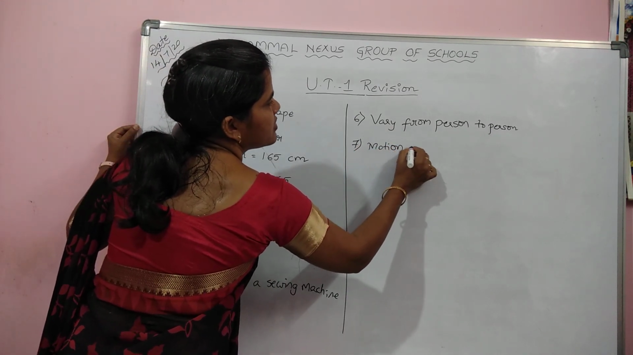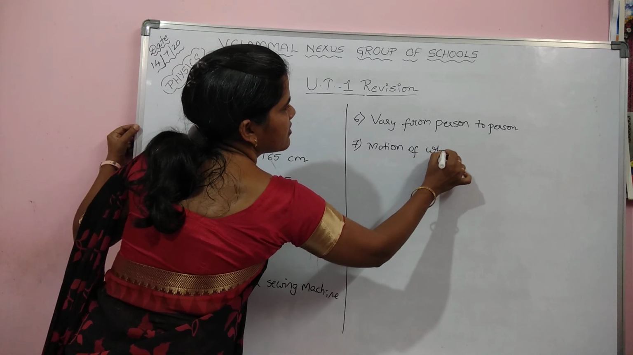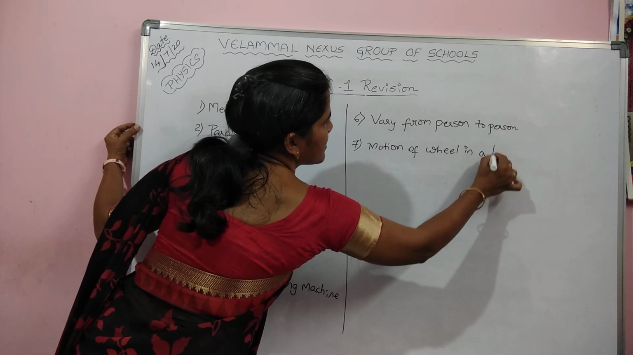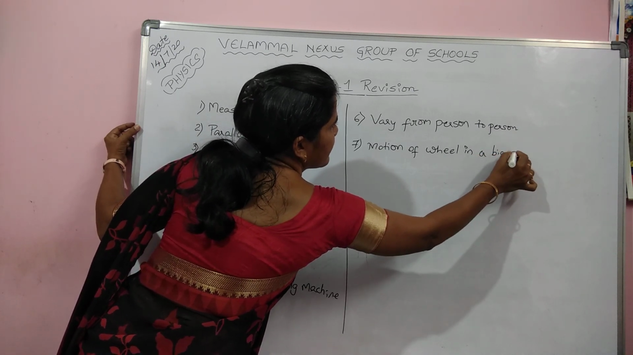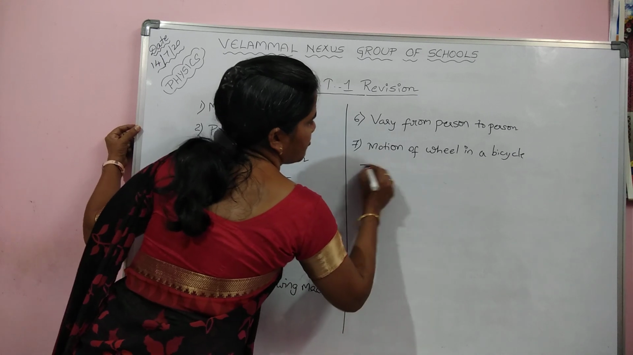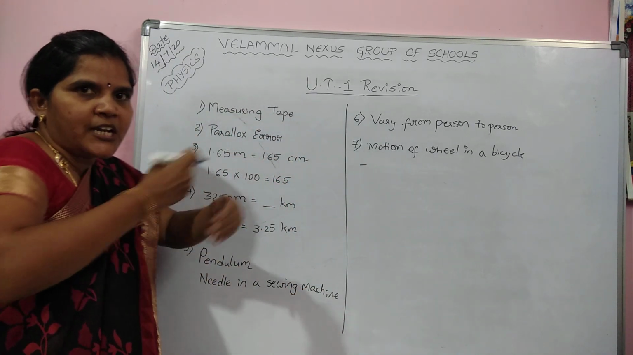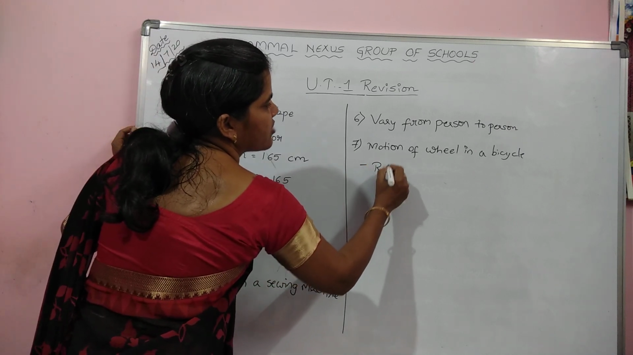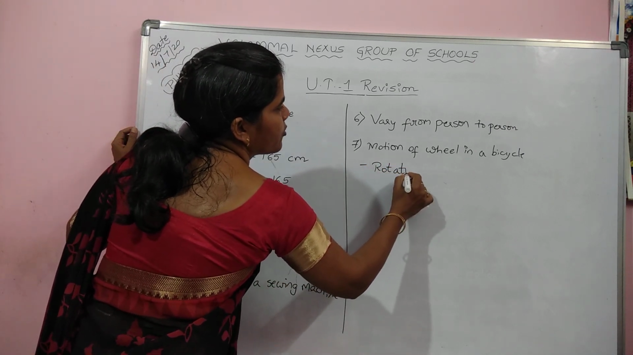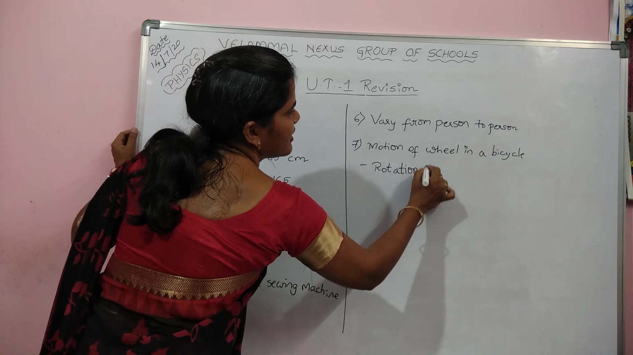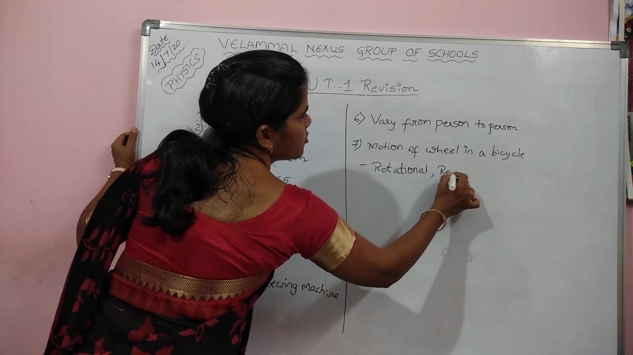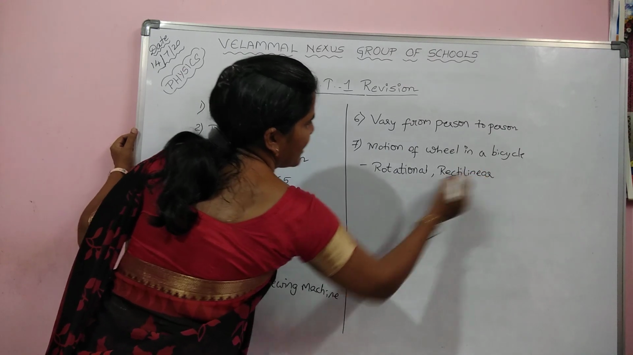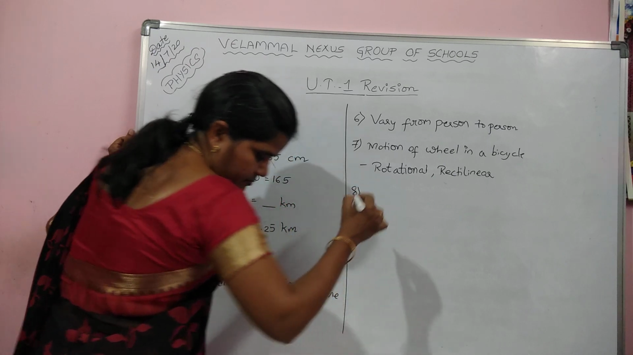Now we take the motion of a wheel in a bicycle. What kind of motion will you see? Come on, say the answer. What kind of motion do you observe there? The wheel will be rotating and hence you will observe rotational motion. It will be moving on a straight line, on a road, and hence we say rectilinear motion. So the wheel in a bicycle will make rotational motion as well as rectilinear motion.